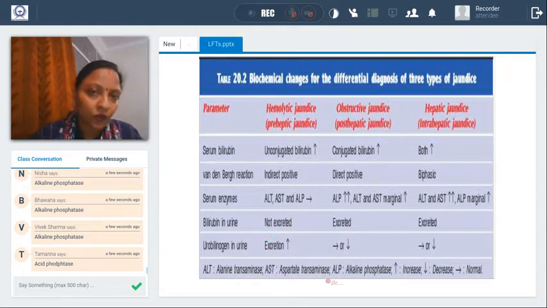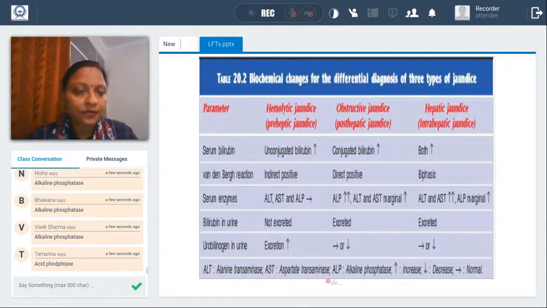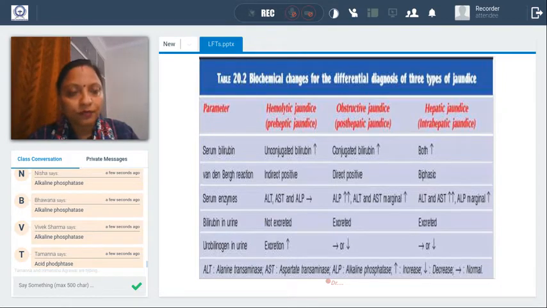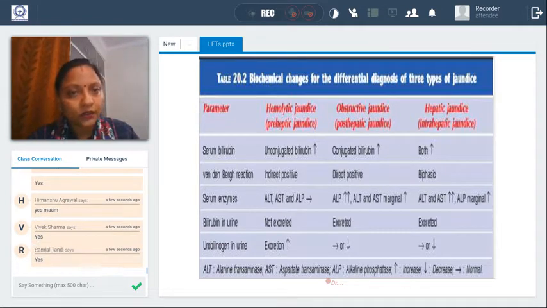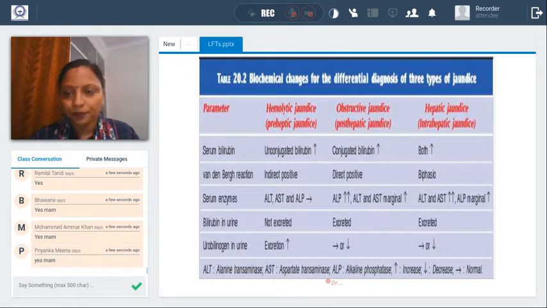Now it is clear to all of you, the differential diagnosis of three types of jaundice. Am I audible to you? Please write in the box. Is this clear to you? Yes, please write in the box. Now this is clear to you? Okay.